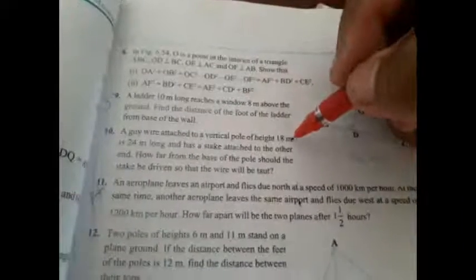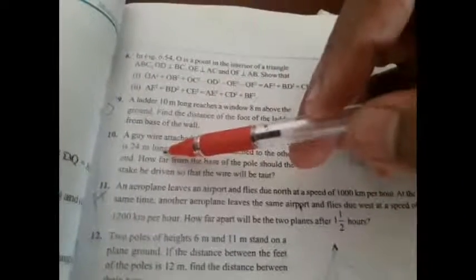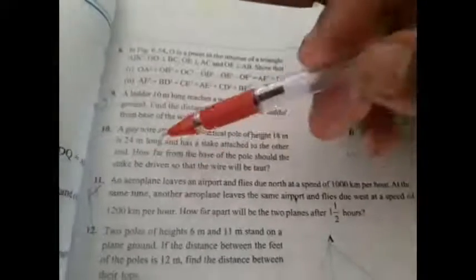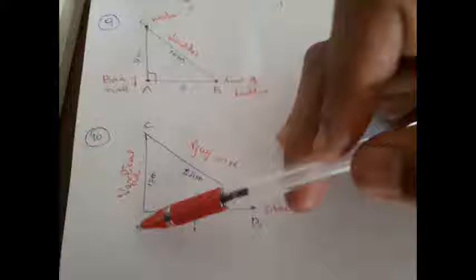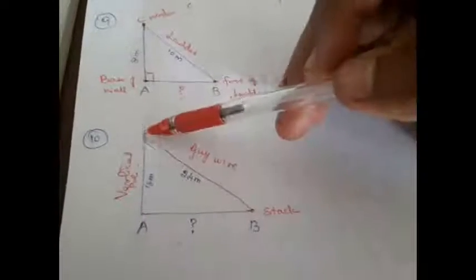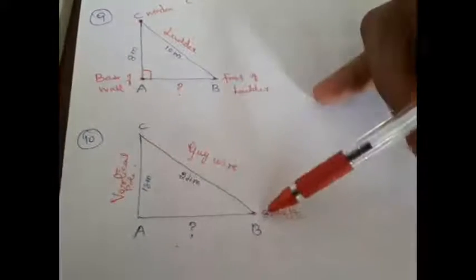A guy wire attached to a vertical pole of height 18 meter is 24 meter long. Understand the question properly and take your values. The vertical pole height is 18 meter and the guy wire length is 24 meter. It has a stack attached to the other end. How far from the base of the pole should the stack be driven so that the wire will be taut? What is meant by guy wire? A guy wire is a supporting wire given to a vertical tower or pole, right? So this is your vertical pole which is 18 meter long, and this is a wire attached from the pole to the ground.